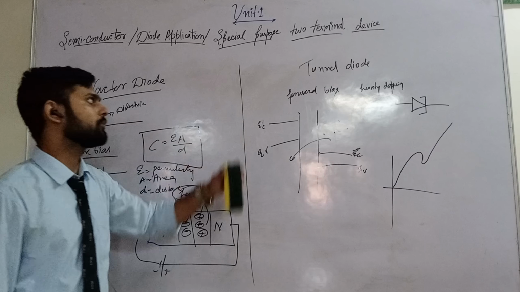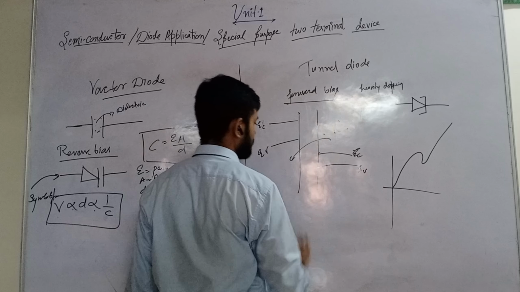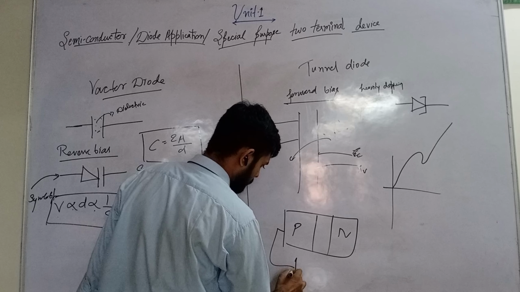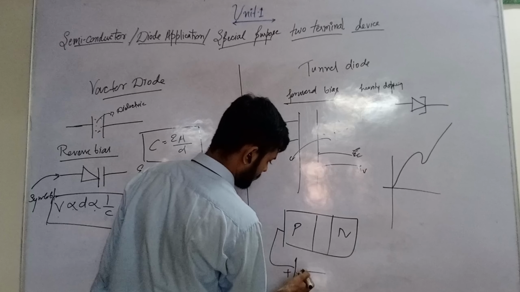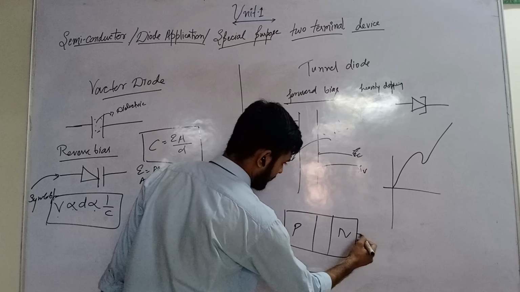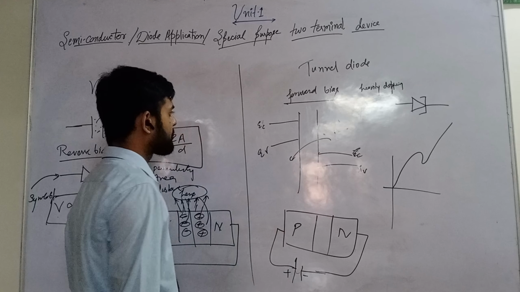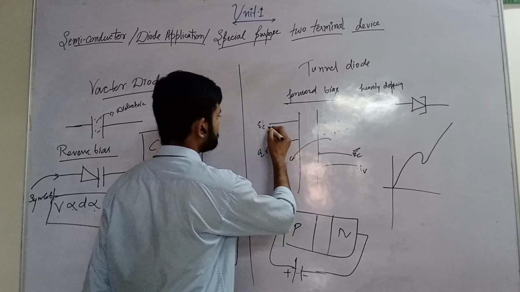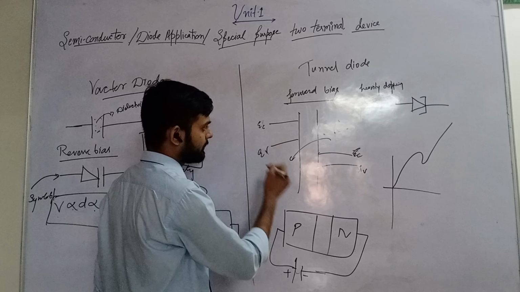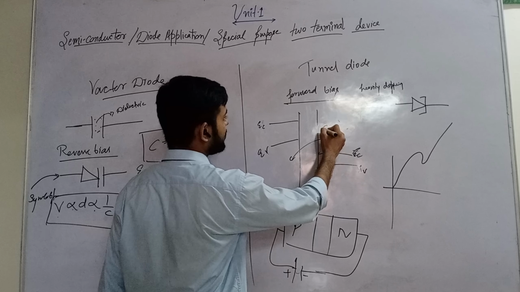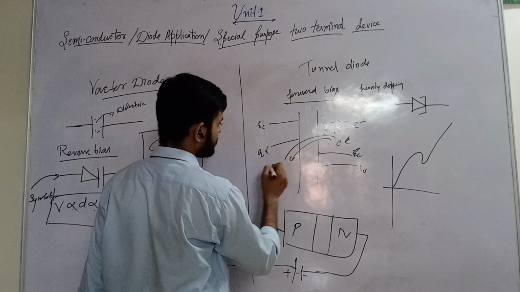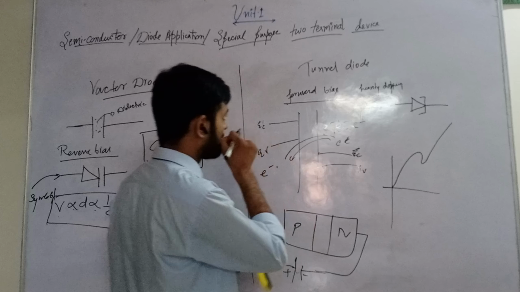Now we will proceed to the tunnel diode. Tunnel diode works on forward bias, which means P is connected to positive and N is connected to negative. This is forward bias. Forward bias has two sides. This is conduction band, this is valence band. This is conduction band, this is valence band. If the electron is here, the electron jumps from this to this. This is the working phenomenon of the tunnel diode.